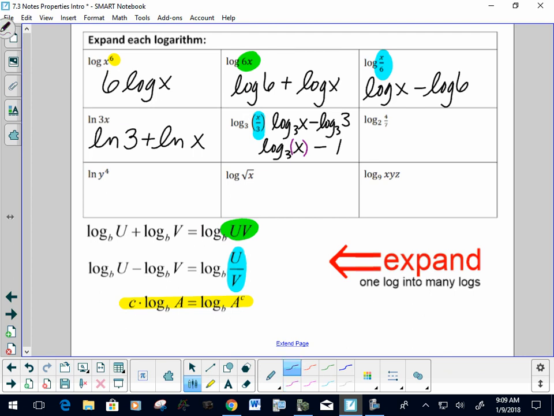Okay, next one over is another quotient. This would be the log base 2 of 4 minus the log base 2 of 7. And I've kind of mixed in here quite a few of these that you have to actually think about and simplify a little bit more. So the log base 2 of 4 is exactly equal to 2. So this would be 2 minus the log base 2 of 7.